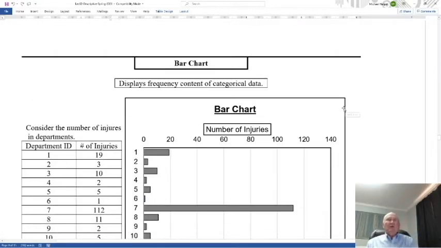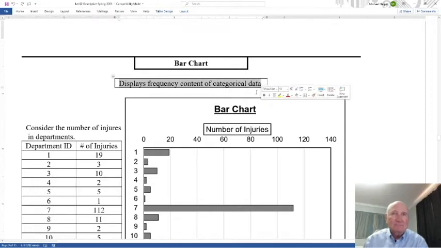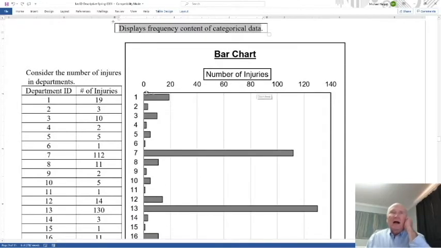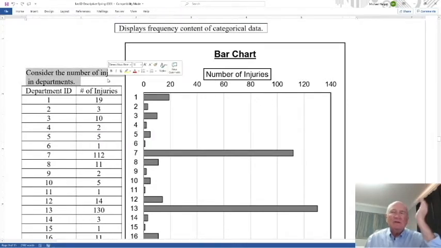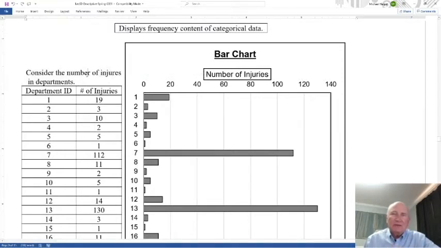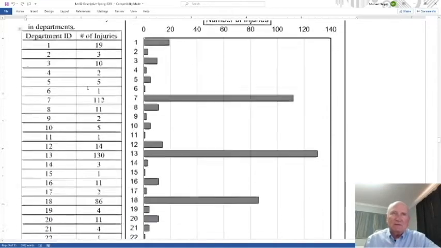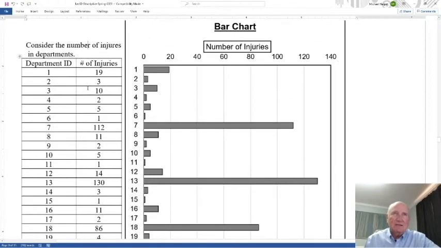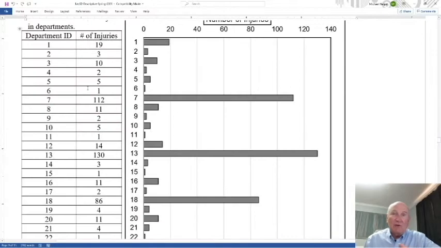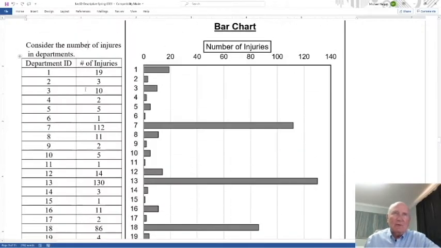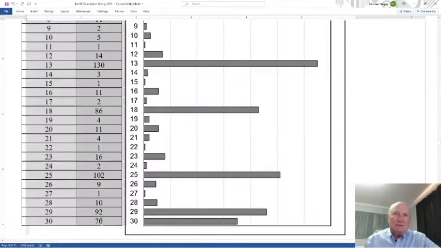Bar chart. Okay, now we're displaying frequency content. Now we're moving away from numerical data to categorical data. So now I'm saying here's the number of injuries in a department. Say they consider the number of injuries in a department. So you're tasked with looking at the number of injuries in the different departments of this supermarket, let's say, or in this department store, in a very large department store. Okay, so we've measured over a period of time.